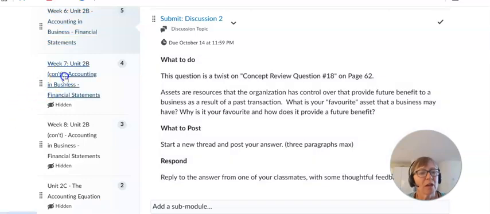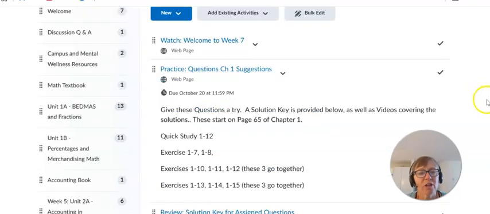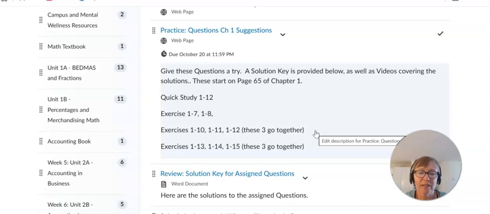So this week, what I have prepared for you is to have you actually complete a few practice questions at the end of the chapter. Quick Study 1, and then number 12, and then exercise 1-7 and 1-8. And then these two here, I've grouped them together because they do belong together. So exercises 1-10, 1-11, and 1-12.